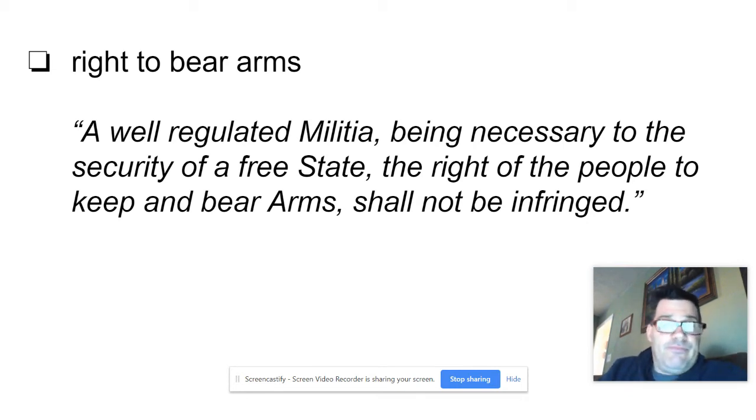Although the Supreme Court has, for the most part, agreed that it's an individual right, whether or not you can own a bazooka or a tank, and there are cases where you actually can, that's where people kind of get into the debate.